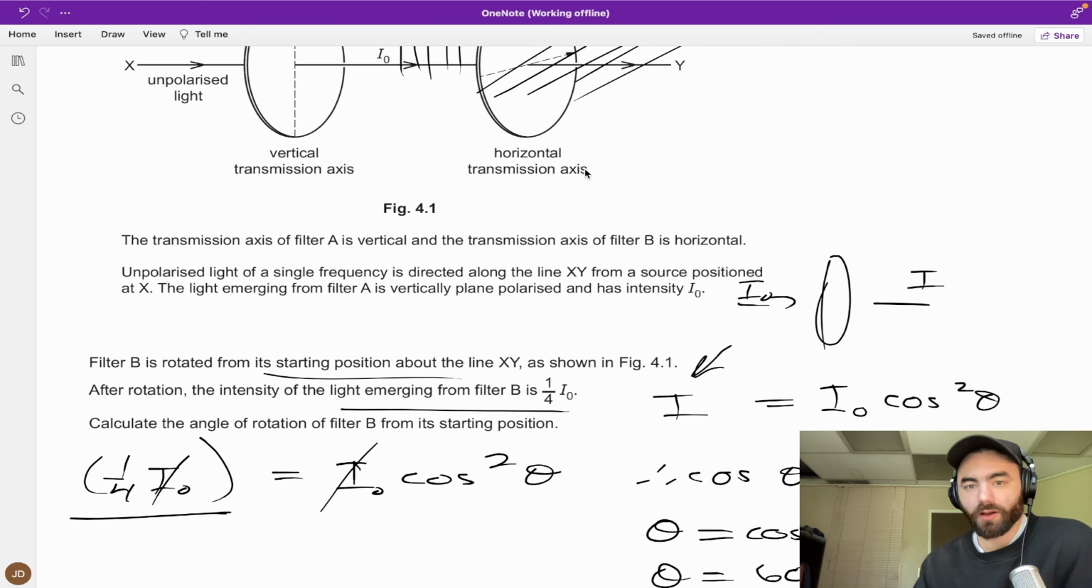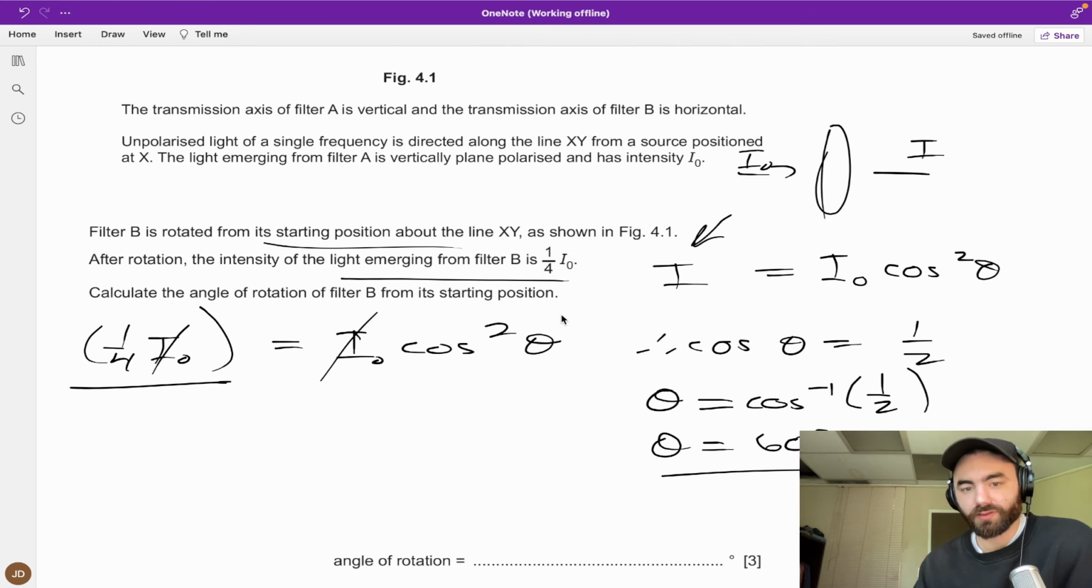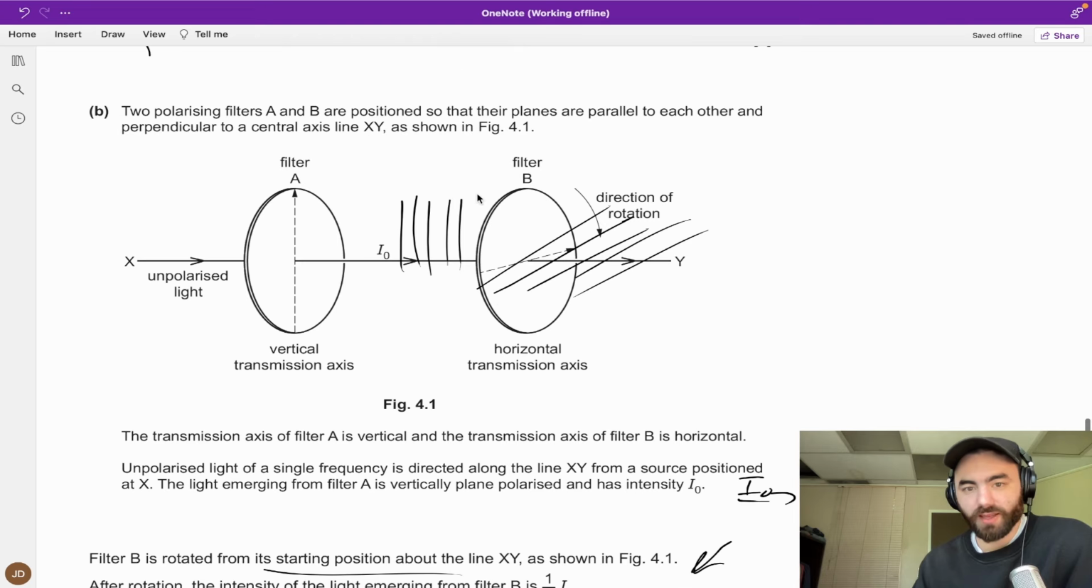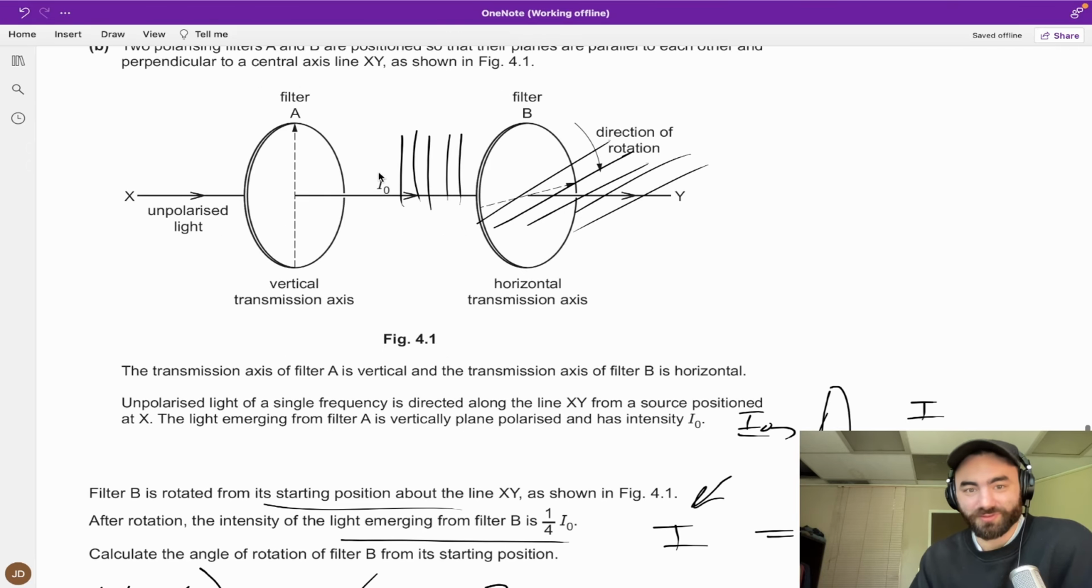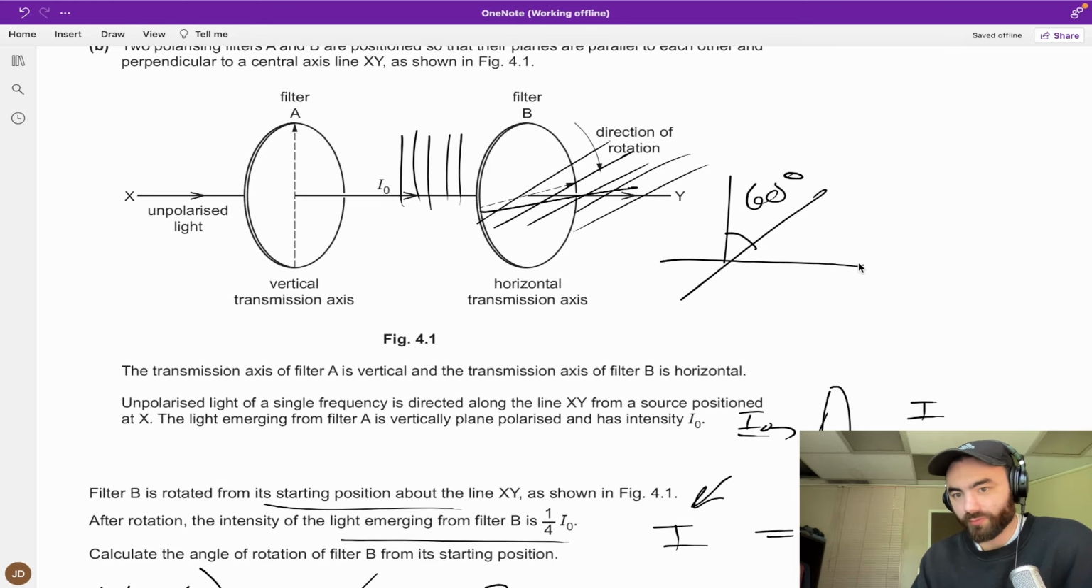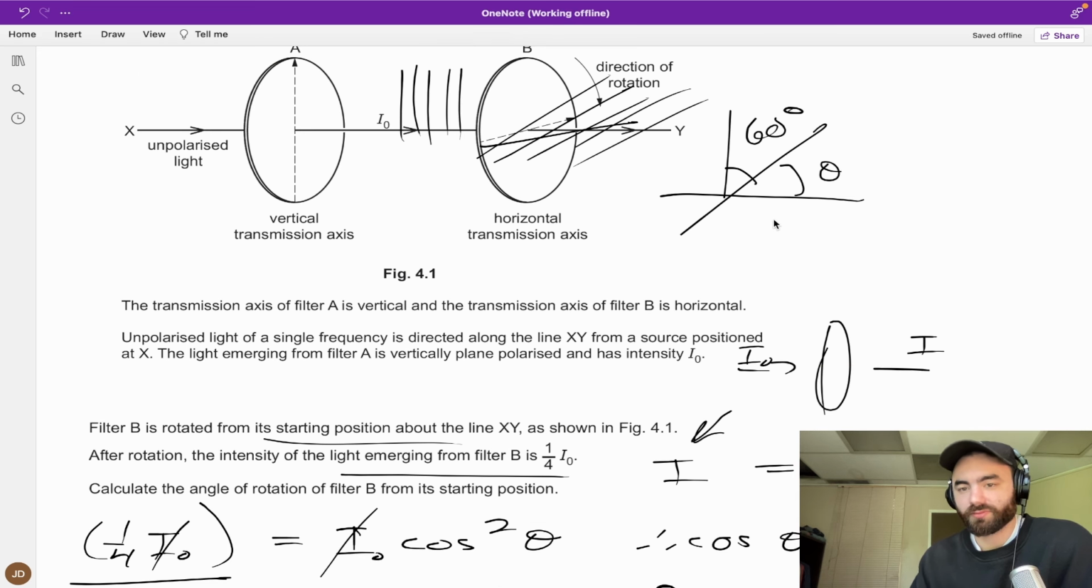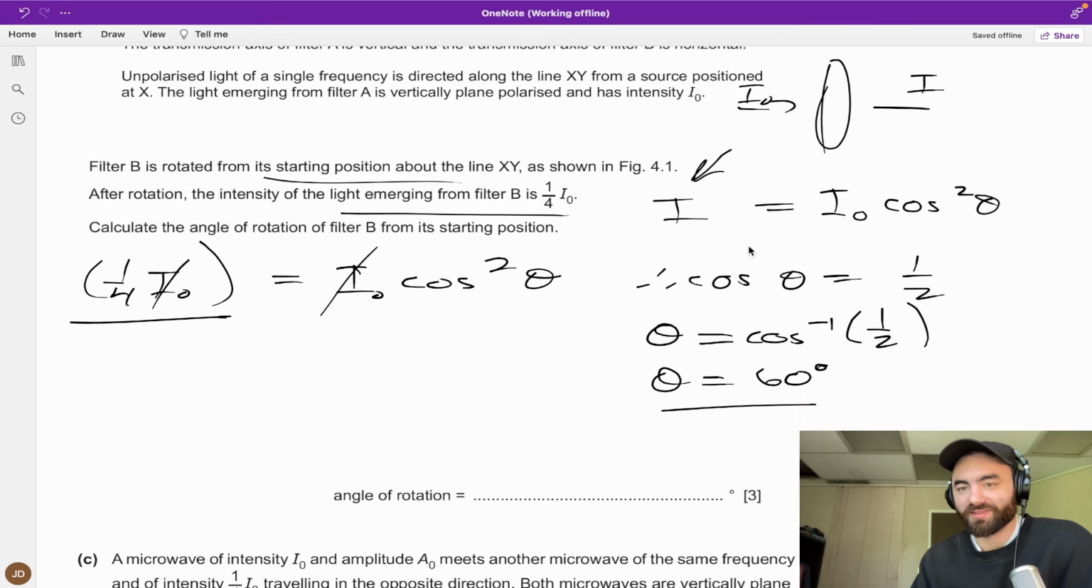However, it began horizontally. So we have this angle. It's so hard to visualize and so hard to draw. This angle is the angle between this light and this light. But that's not the angle of rotation because it started horizontally. So this angle here is 60. The angle we want is this one from the horizontal, which is just 30. It starts horizontal, that's where it started.